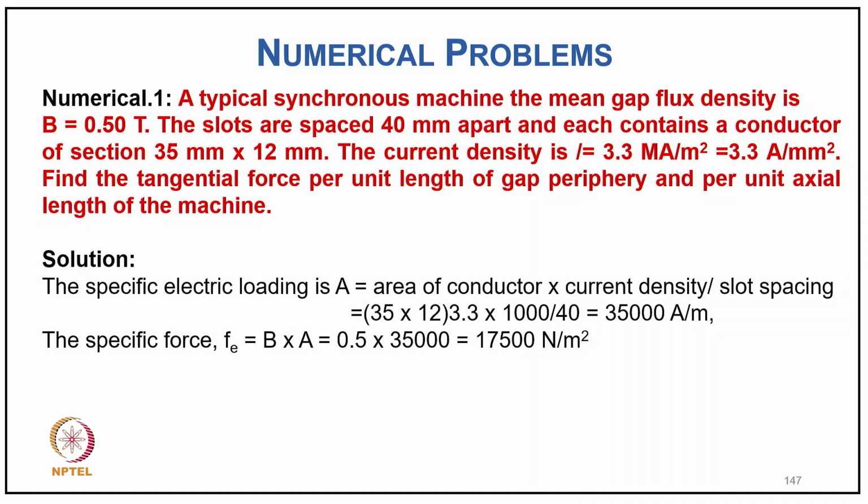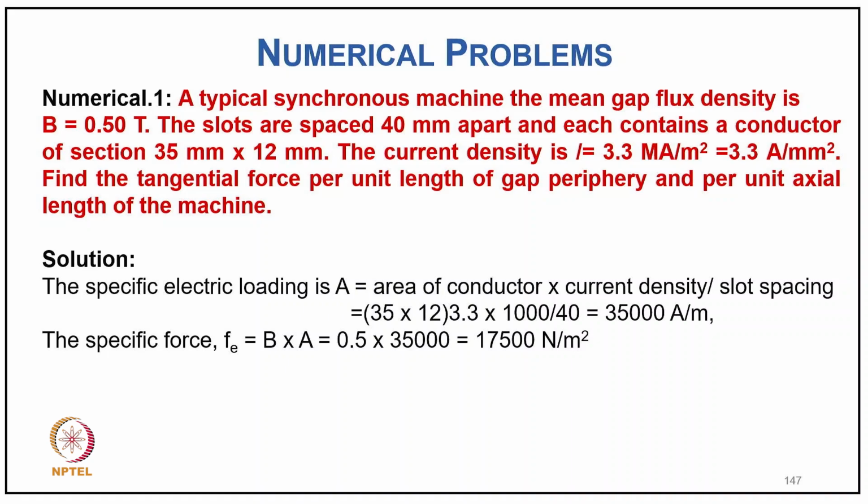Numerical problem: a typical synchronous machine with the mean flux density B equal to 0.5 Tesla. The slots are spaced 40 mm apart, each containing a conductor of 35 mm into 12 mm. Current density is delta equal to 3.3 mega ampere per meter square. Find the tangential force per unit length of gap periphery per axial length of the machine.